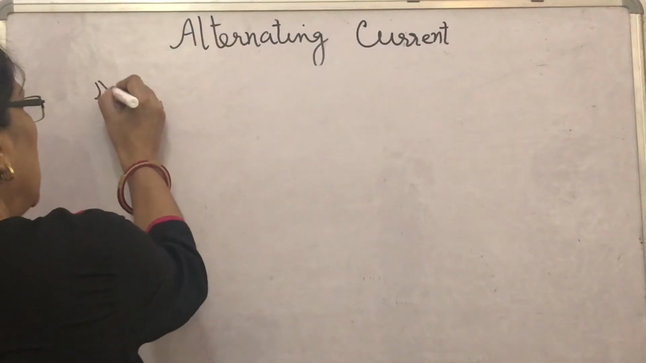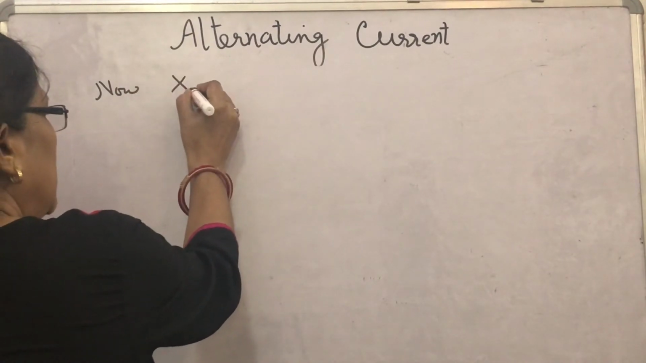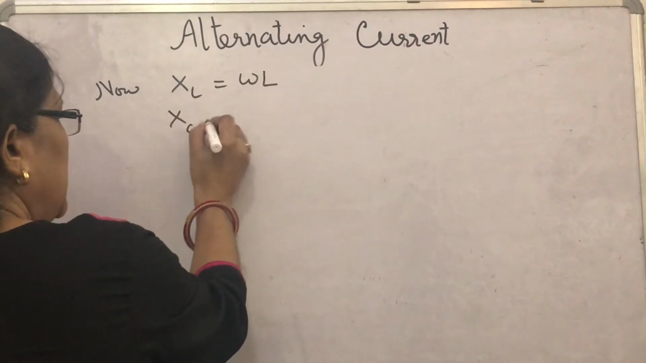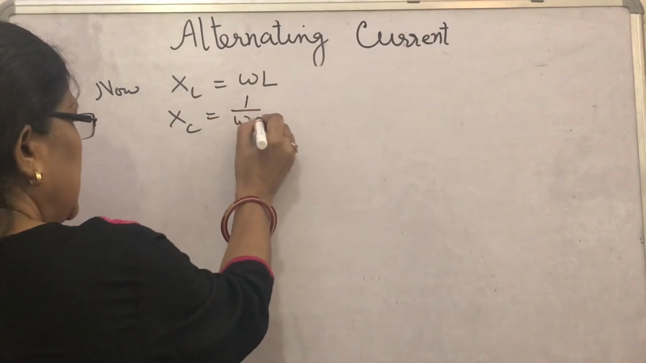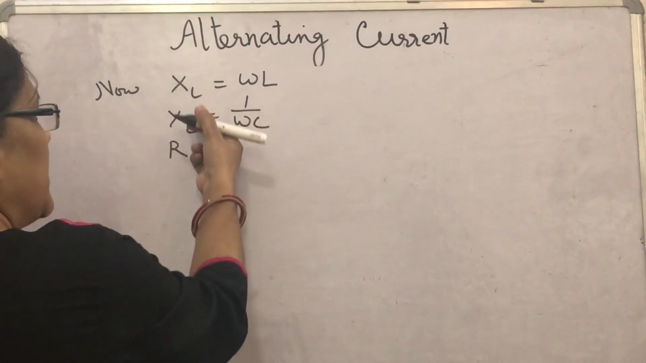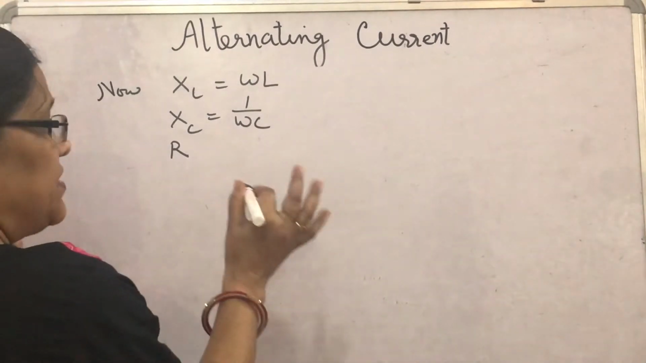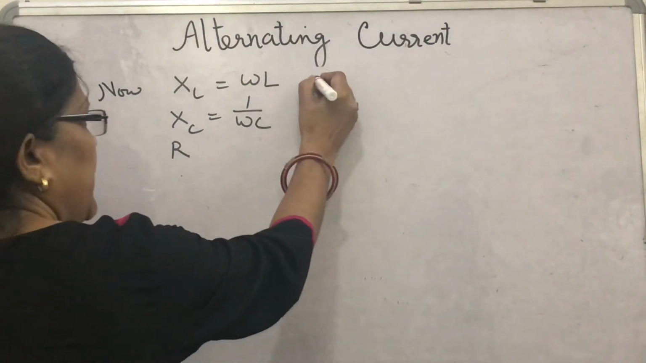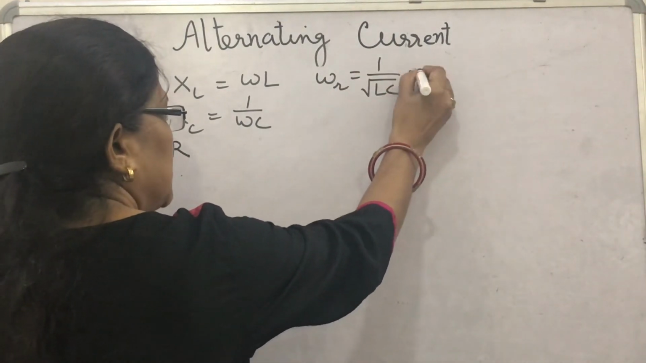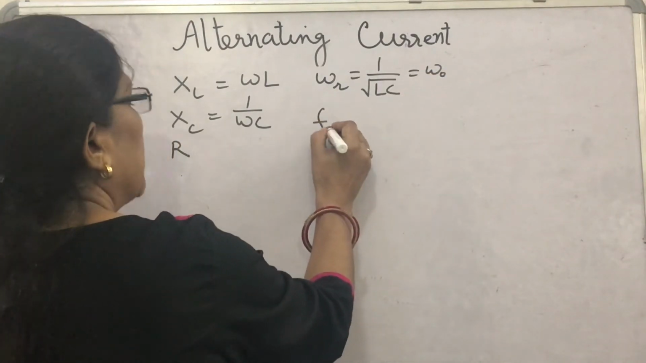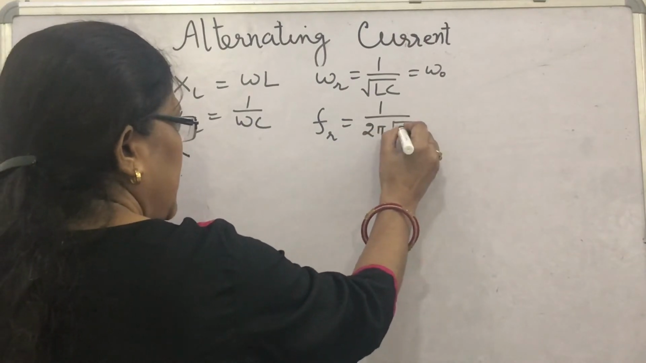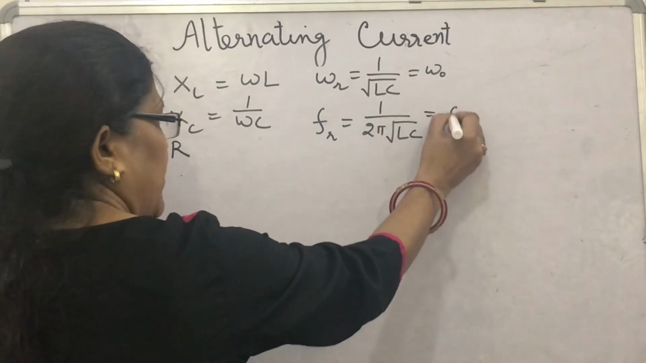Now we have seen that XL, which is omega L, XC, which is 1 upon omega C, and R, the resistance. These are the inductive and capacitive reactances. If we plot the graph at resonance, we have seen the resonant frequency is 1 upon under root LC. It is also shown by omega naught, or we can find f as 1 upon 2 pi under root LC, or this is f naught.